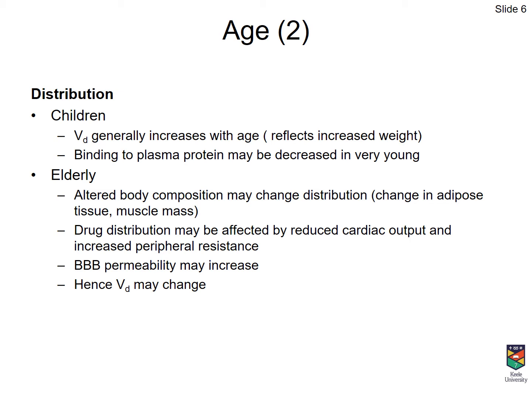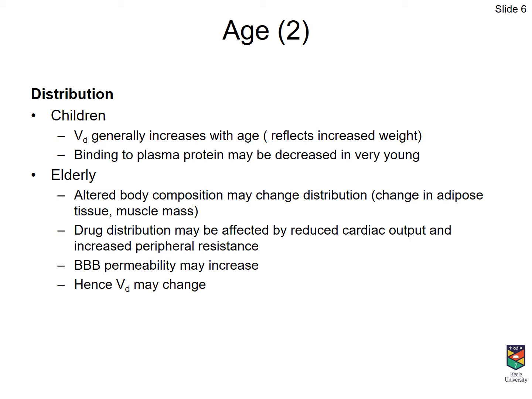Now, in the elderly, there are a number of factors that can change the volume of distribution as well. Clearly, as patients age, there may be changes in their body composition, so they may have changes in the amount of fatty tissue, and their muscle mass is quite likely to decrease. And if these are tissues which the drug distributes to normally, then this might lead to a change in the volume of distribution.